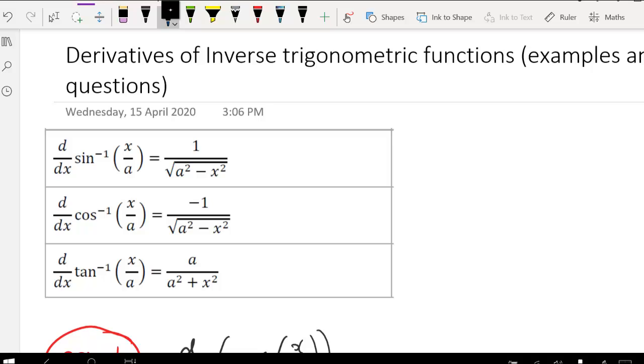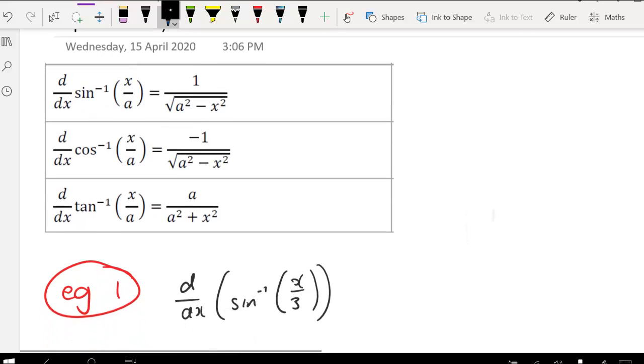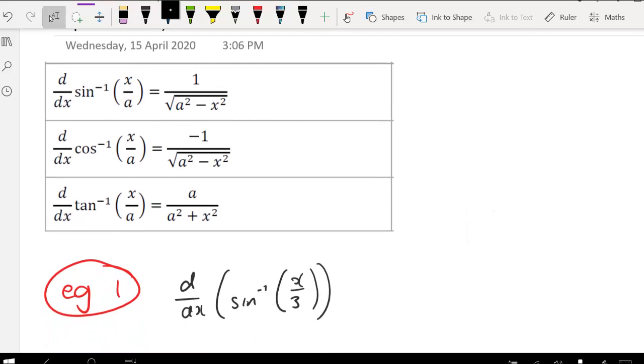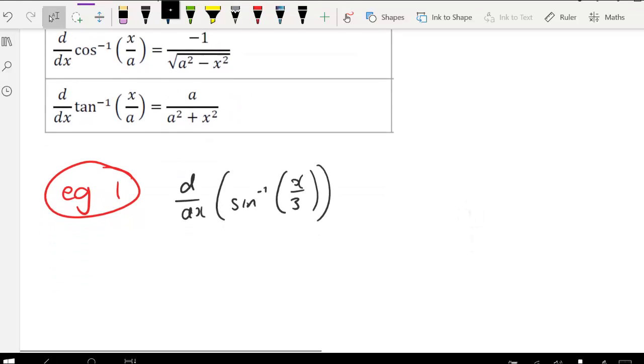In this lesson, we're looking at some examples of inverse trigonometric function derivatives. So I'll remind you here at the top of the three rules: the derivative of arcsine, arccos, and arctan, and we'll apply them through the following set of scenarios. Okay, so the first one's very simple.